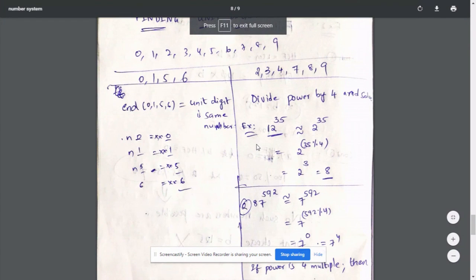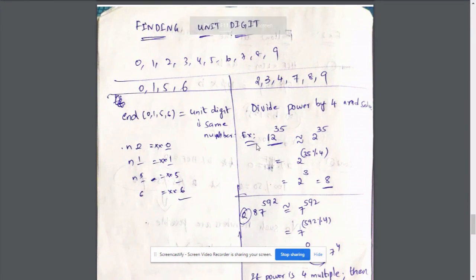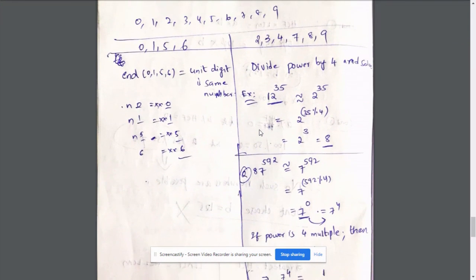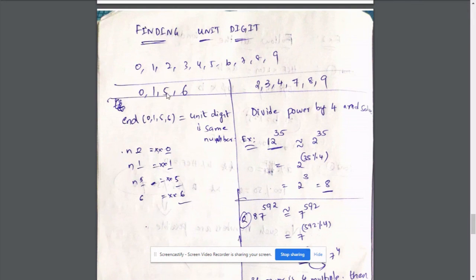People will feel these two topics as nightmares, but I made them very simple. For finding the unit digit, there are two cases, and for finding the last two digits, there are three cases. These are as simple as it. If the unit digit is 0, 1, 5, or 6, it will be the same number. Suppose you take 21 power 30, 25 power 30, or 36 power 84, every time you will get 1, 5, 6, or 0. So if the unit digit is 0, 1, 5, 6, every time the last digit will be the same.